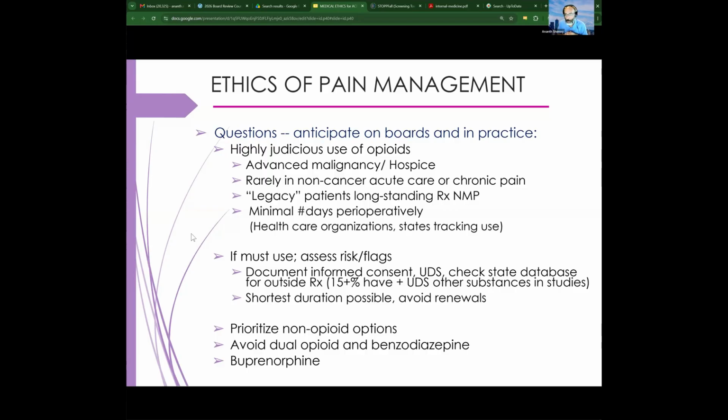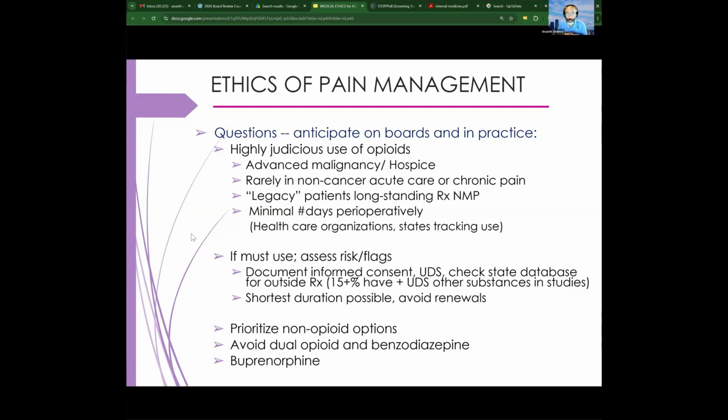Situations where you are on firm ground are definitely advanced malignancies and hospice, right? We have data that says the risk of dependency is low, you are doing good, and you might even be extending the quality of life and duration of their life in those settings. Again, benefits outweigh the risks and the harms. You want to be really careful when using it in non-cancer acute care, and very careful in chronic pain.